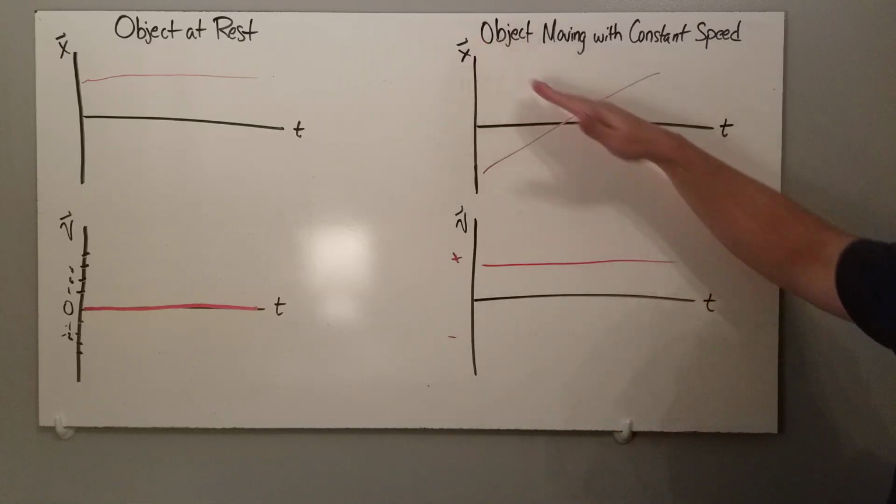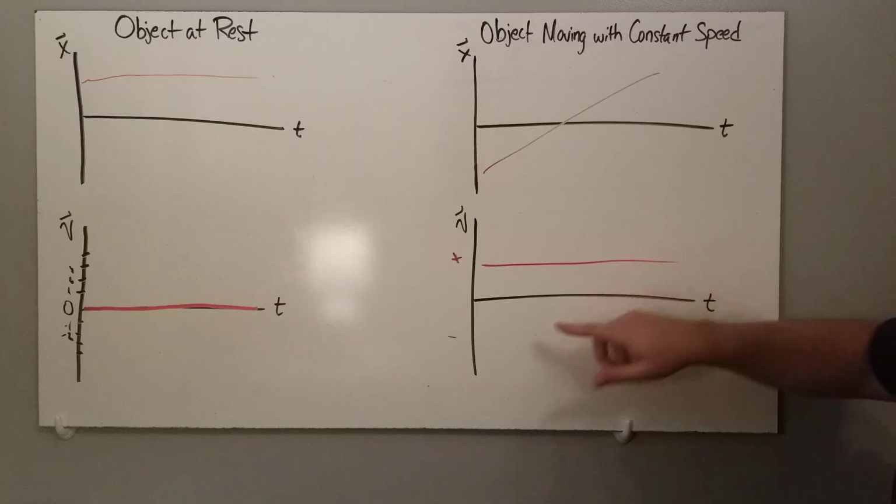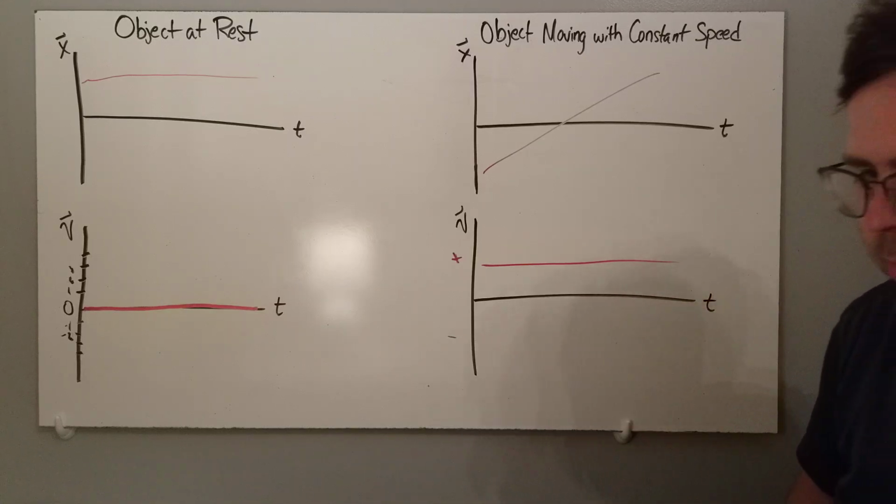Now, if I drew a line going in the negative direction, I would draw this line, but the velocity would be negative instead.